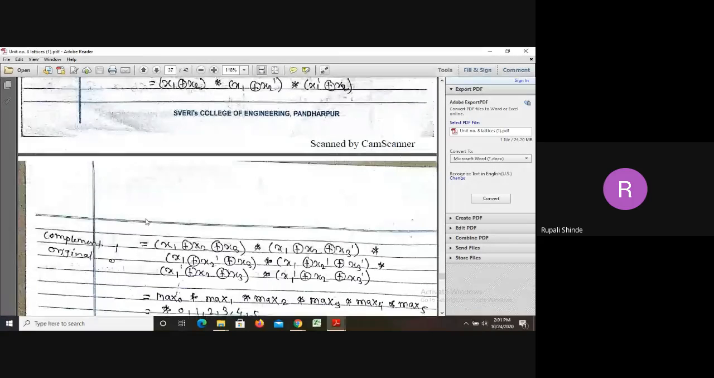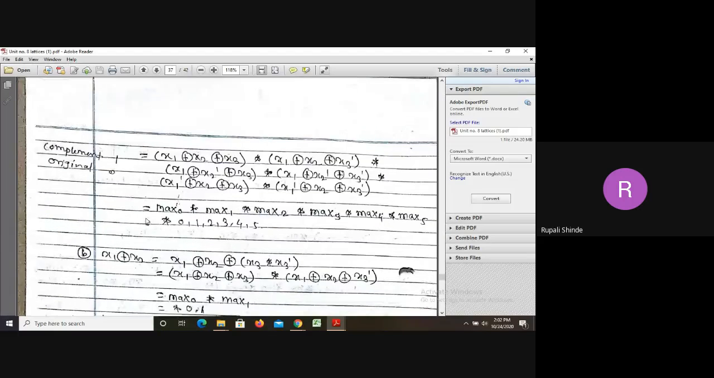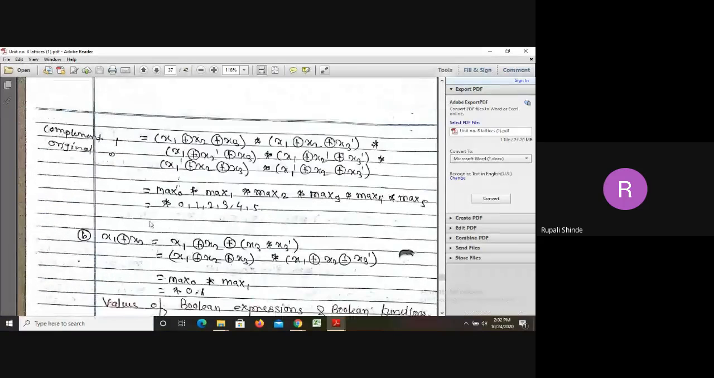So have you understood this example? Yes, ma'am. Okay. Now for this second example, it is given as x1 XOR x2. Okay. So first we will solve it by the algebraic method. First of all, check what the given format is here.